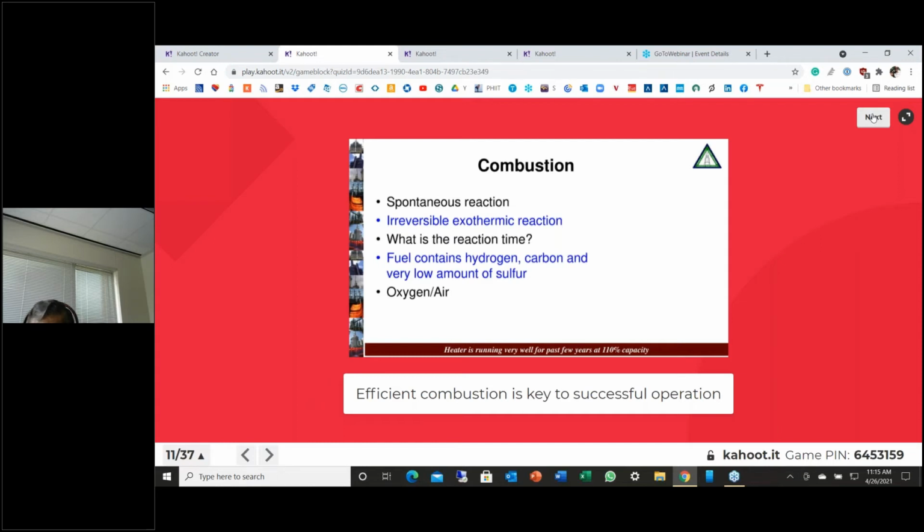It happens very fast. And fuel has three major components: carbon, hydrogen, and sulfur. The first two are desirable components, and the third one is undesirable component. It happens only in small amounts, but it still causes us a lot of pain. And oxygen, we are lucky to get free oxygen from air. So we are not paying for the oxygen.